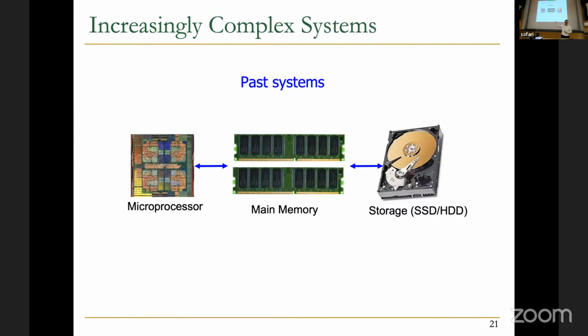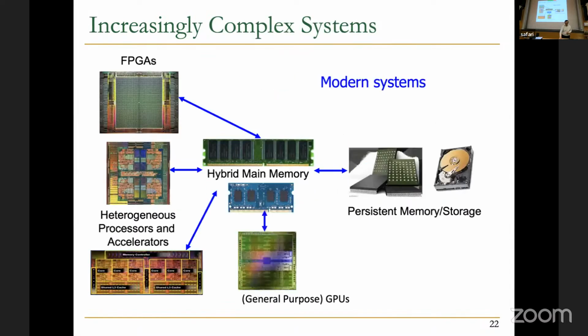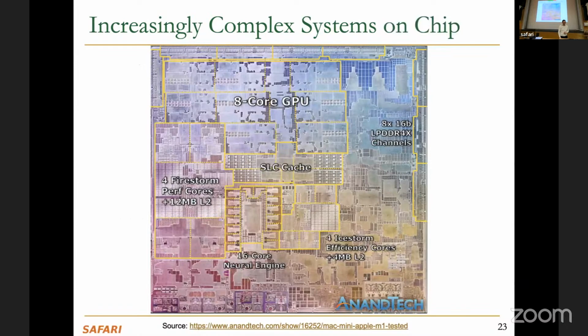Basically, past systems looked simple like this: processor, memory, storage. But today's systems, even this doesn't really do justice to their complexity, but they're much more heterogeneous, basically. It's not just general purpose CPUs, but you have heterogeneous SoC, system on chips. There are FPGAs, which we will talk about. There's hybrid main memory. There's general purpose GPUs. There's persistent memory and storage. And then there are high-speed interconnects that you can connect to. So it's actually much more complicated than in the past.